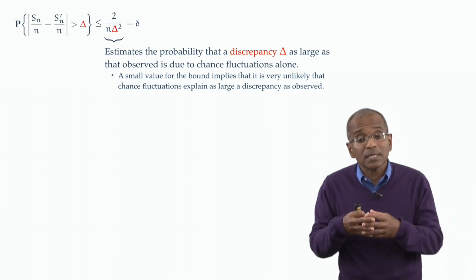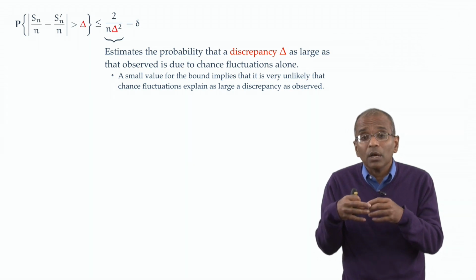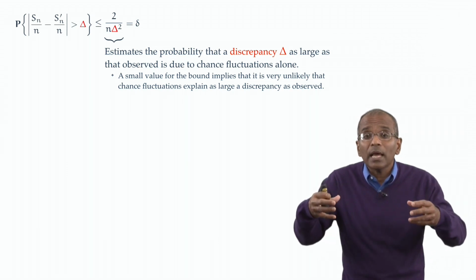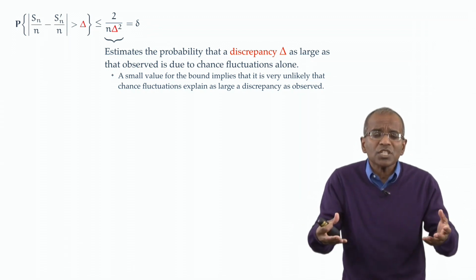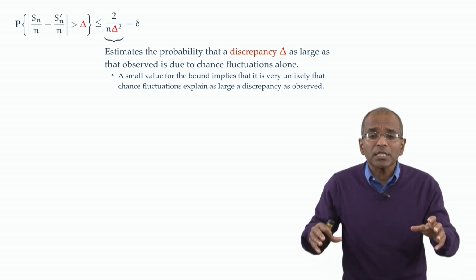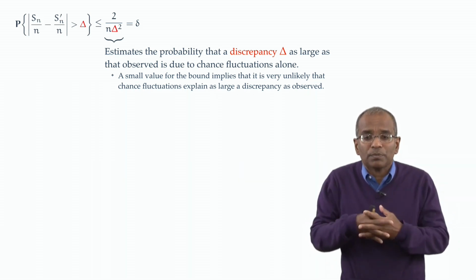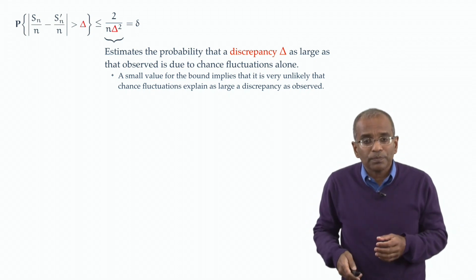This then suggests that the drug is actually causing complications. It is enhancing the risk. The chance of getting such a large discrepancy by accident is small. So a small bound suggests that there is a serious chance that the drug is causing complications.